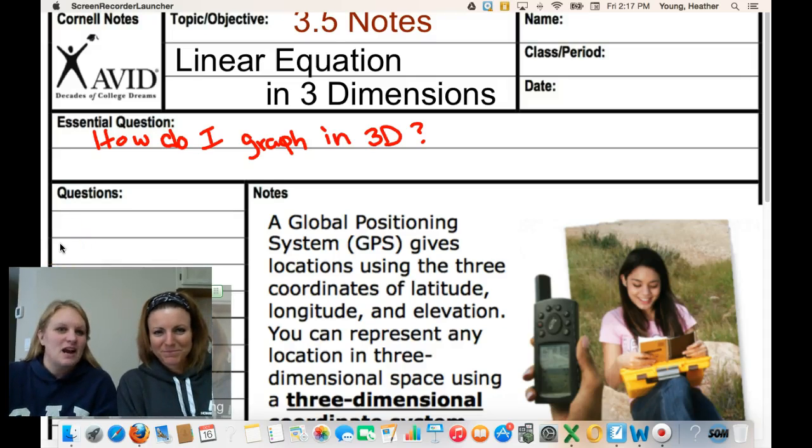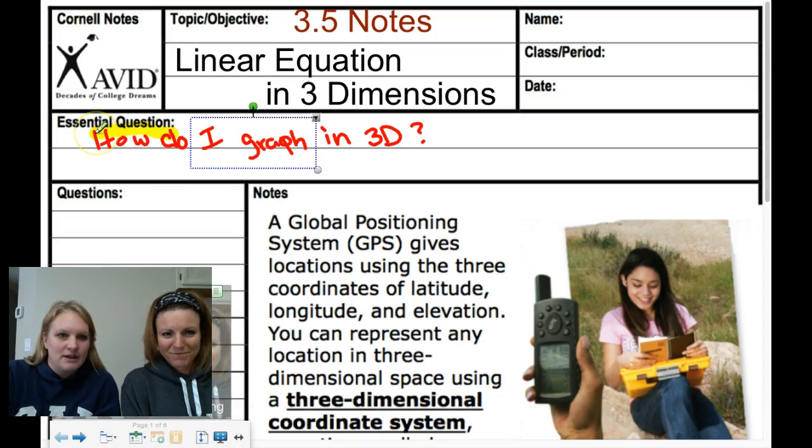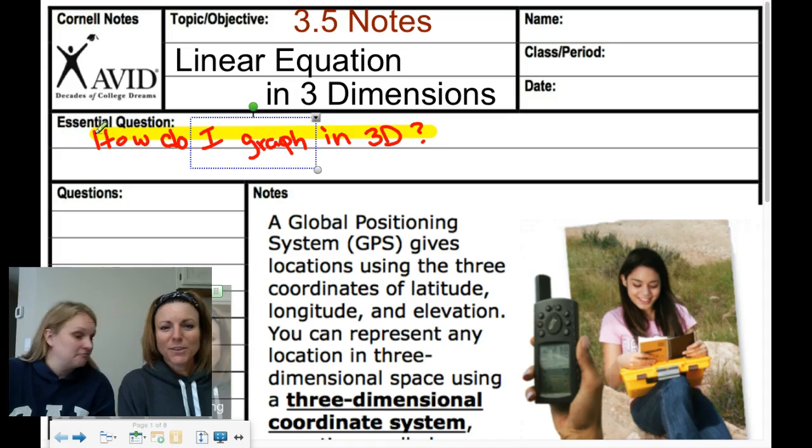All right, today we are doing linear equations in 3 dimensions. So our essential question is, how do I graph in 3D? Easy enough.